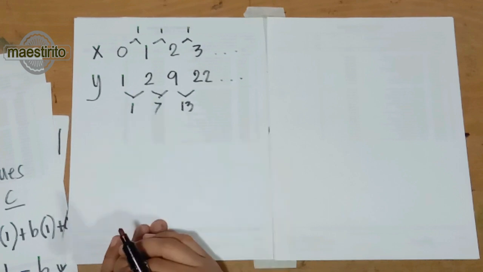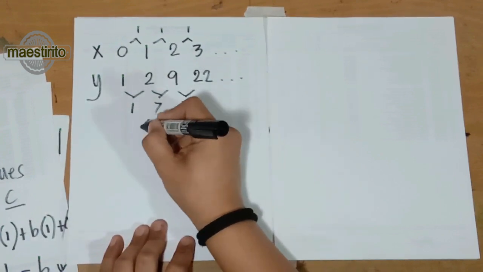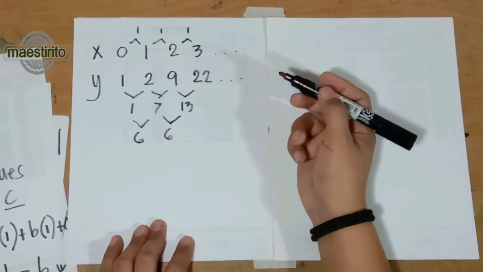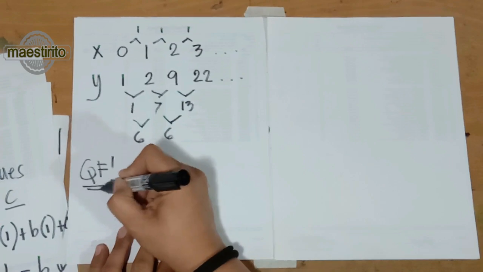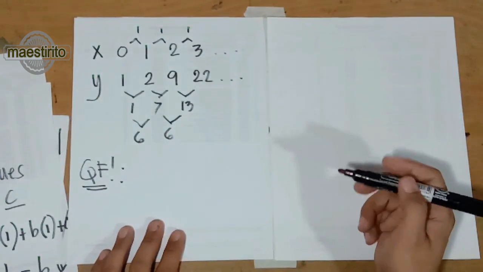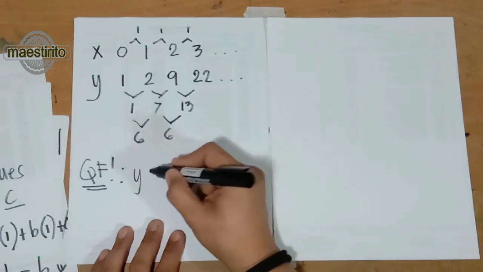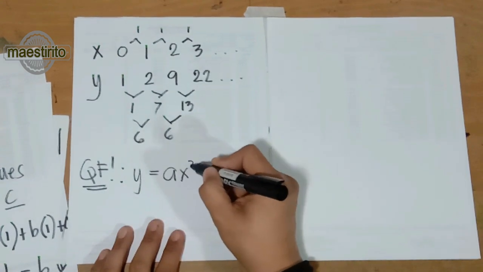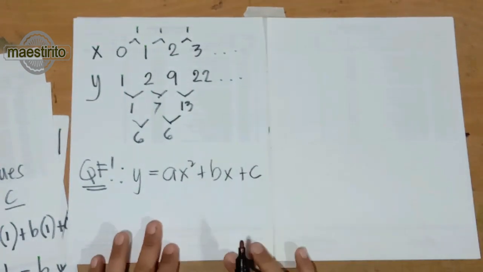Let's see if this is a quadratic function. So 13 minus 7 is 6. 7 minus 1 is 6. There you go. Therefore, it is a quadratic function in which we are going to have this model. y is equal to ax squared plus bx plus c.